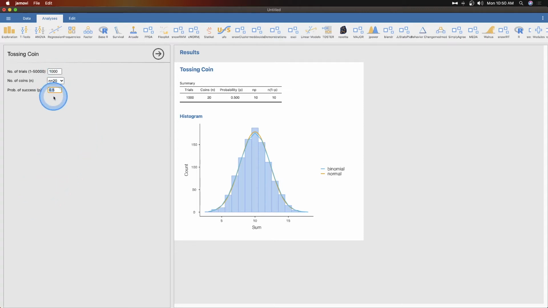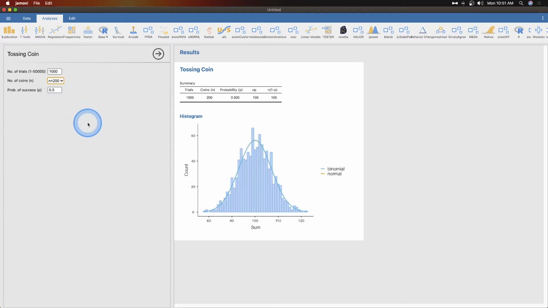And so with this default setup, 1,000, n of 20, and a fair coin of 0.5, the output will automatically show you the binomial distribution and the normal distribution of this. So let's see what happens if we change this to an n of 100. Now, this is a drop-down menu. You don't get to choose what n's you have. And so this is a basic setup.